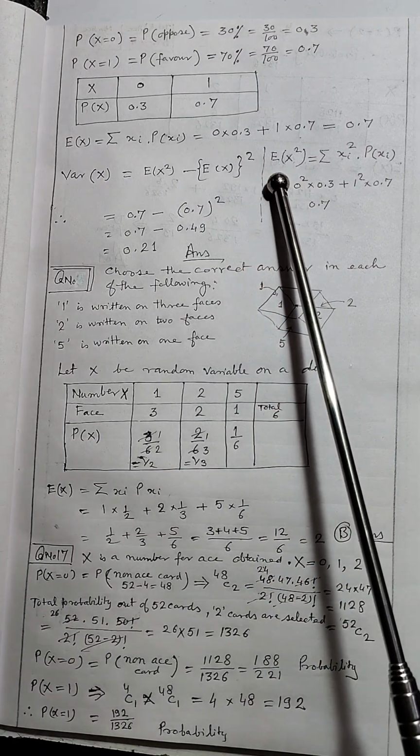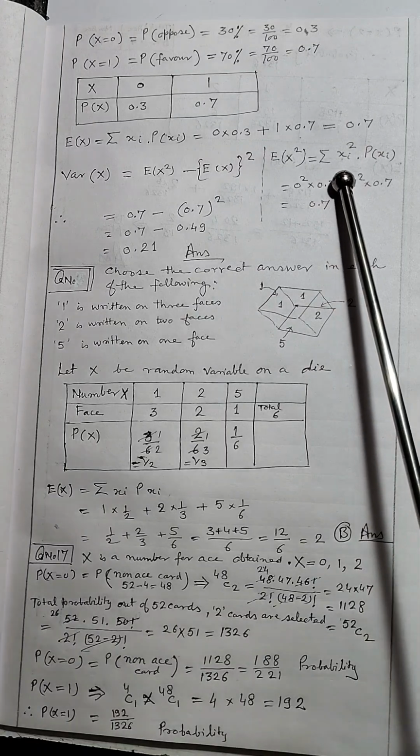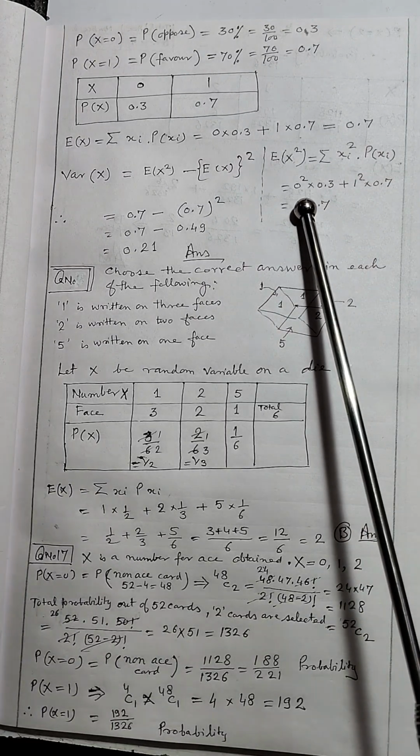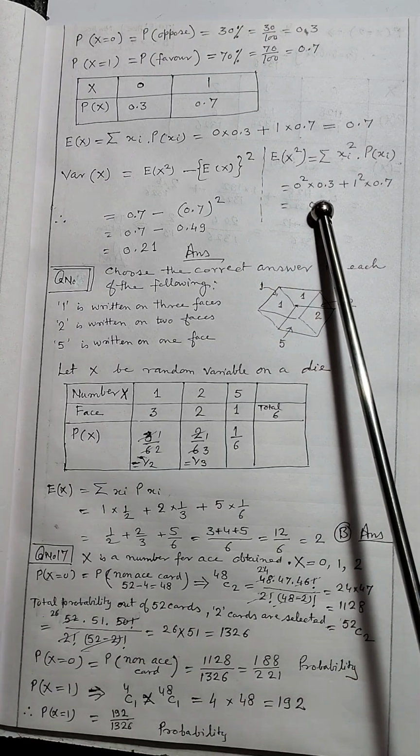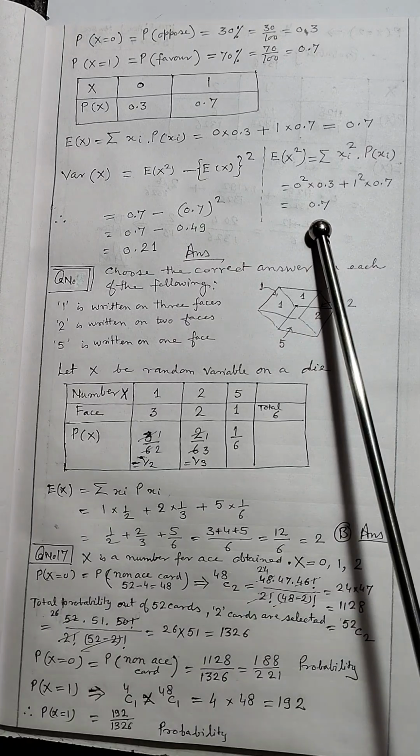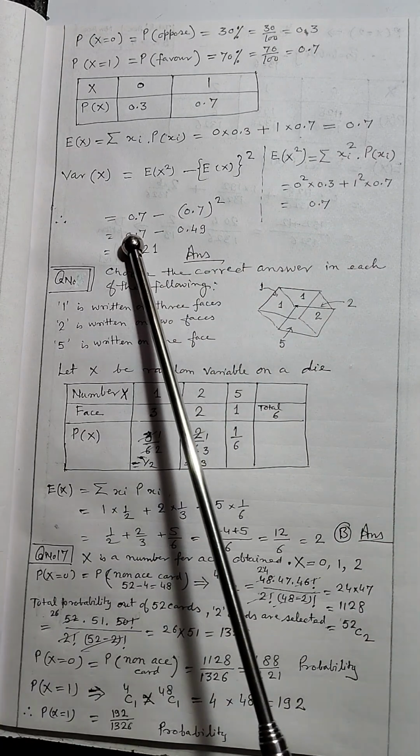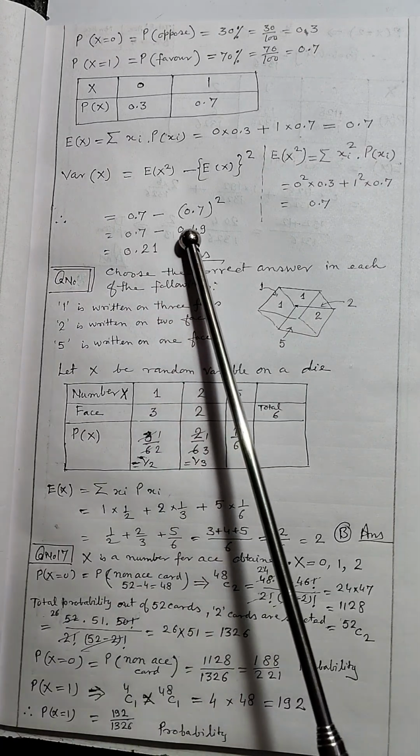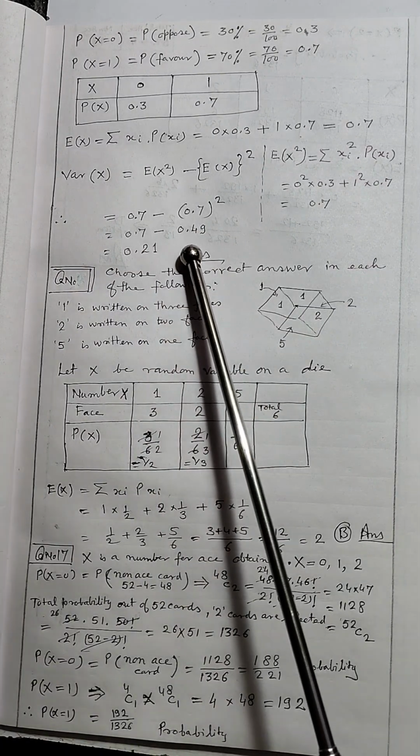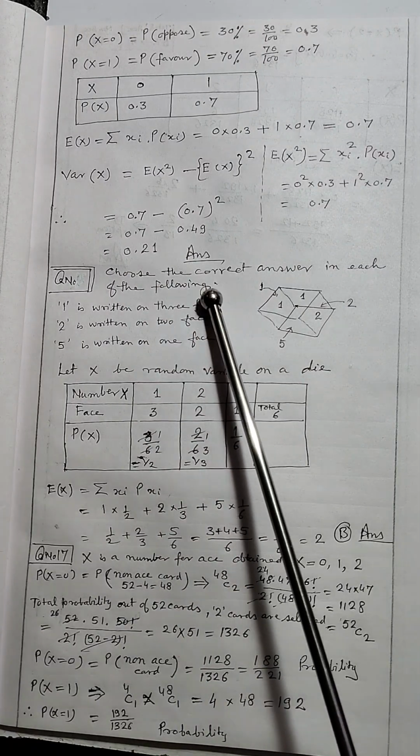That will be worked out here, the E of X square will be equal to summation of Xi square P(Xi). That will be equal to 0 square into 0.3 plus 1 square into 0.7. It will be equal to 0.7. Now substitute this value here. This will be 0.7 minus 0.7 whole square, 0.7 minus 0.49, it will be equal to 0.21, and this will be the required answer.